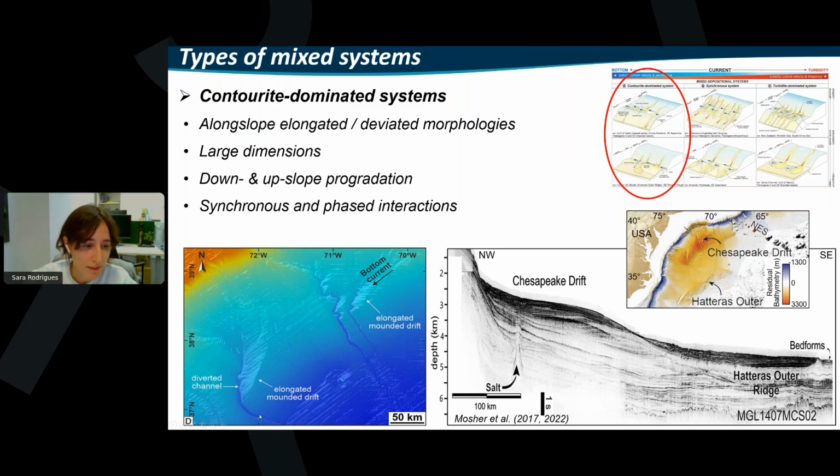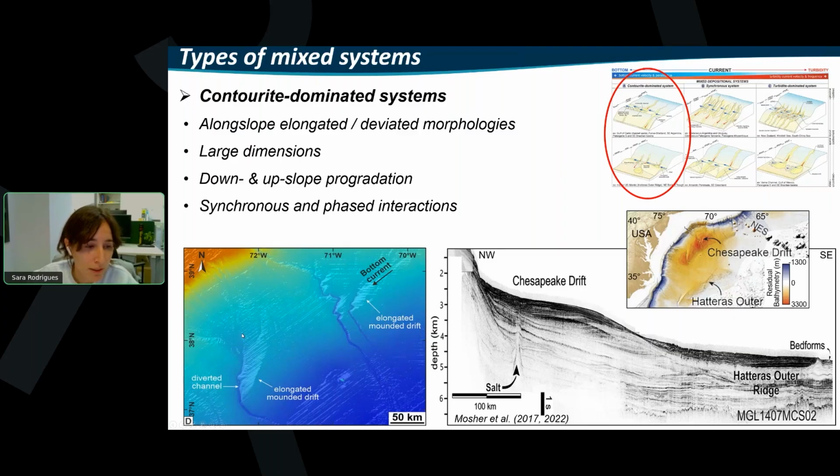and the submarine fence and the channels that cut through it. So in this case, you have the positional features, and you can tell right away that instead of being oriented downslope, like what you see in a turbidite system, for example, they're oriented along slope and sometimes oblique. Here you can see the same thing as well.